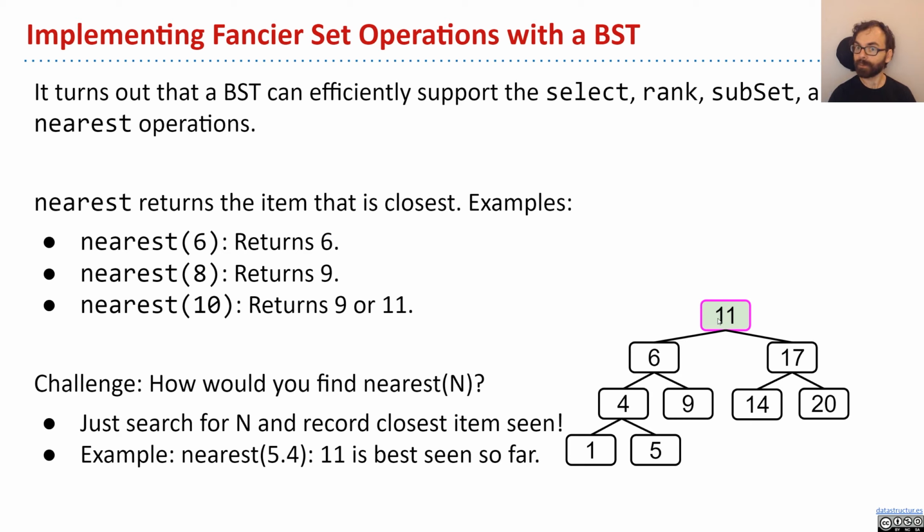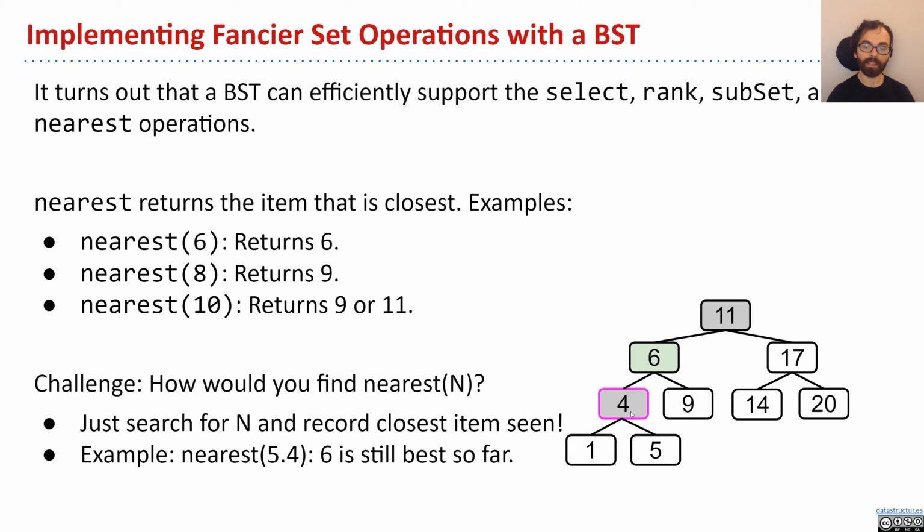Now, if I want to get closer to 5.4, I shouldn't go this way. Right? 5.4 is less than 11, so I really ought to go to the left. So I get to 6 and I say, well, that's actually closer to 5.4, so I'm going to note that as my new best. At this point, if I wanted to find a number that is closer to 5.4, I could either go left or right. However, I'm only going to go left, and in this case, I will land at this 4.